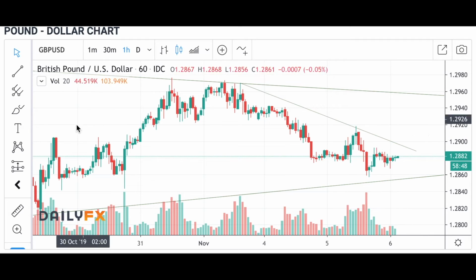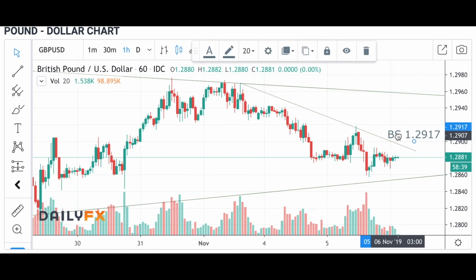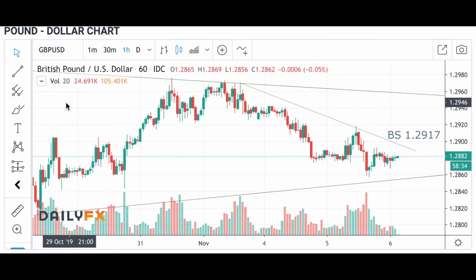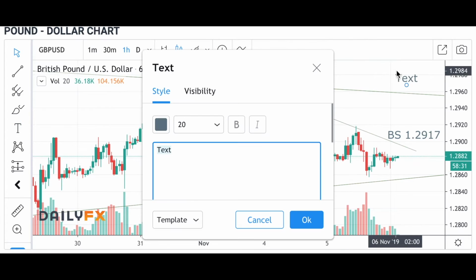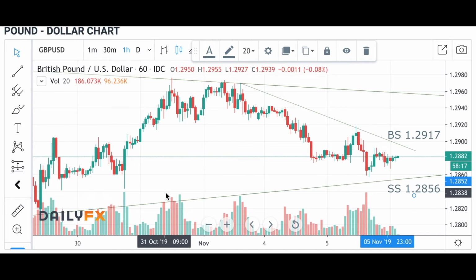daily line. So let's put in here again the buy stop, 1.2917. Just bring it here, which is somewhere there. And the sell stop is going here, the sell stop is 1.2856. And what we do here is just put it down somewhere here, there. So that's for GBPUSD. This is kind of fun.